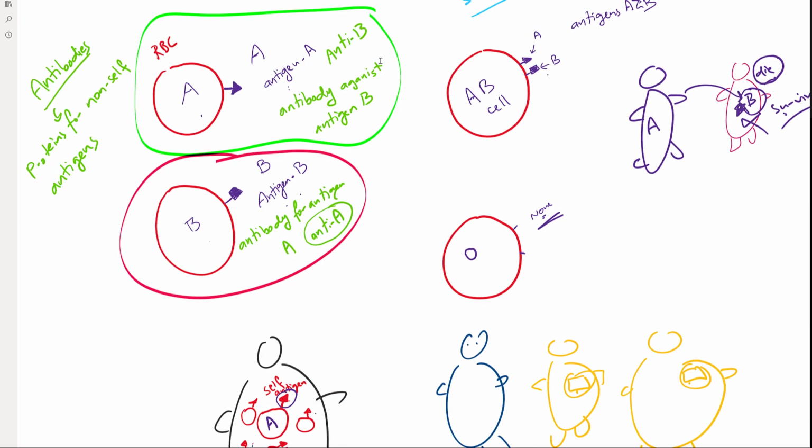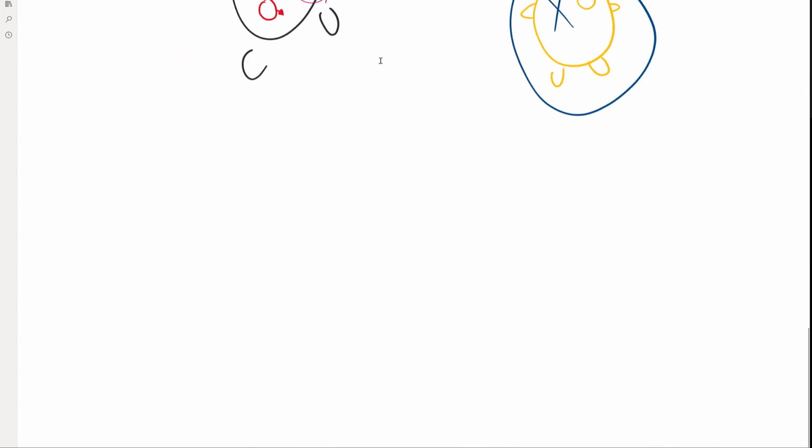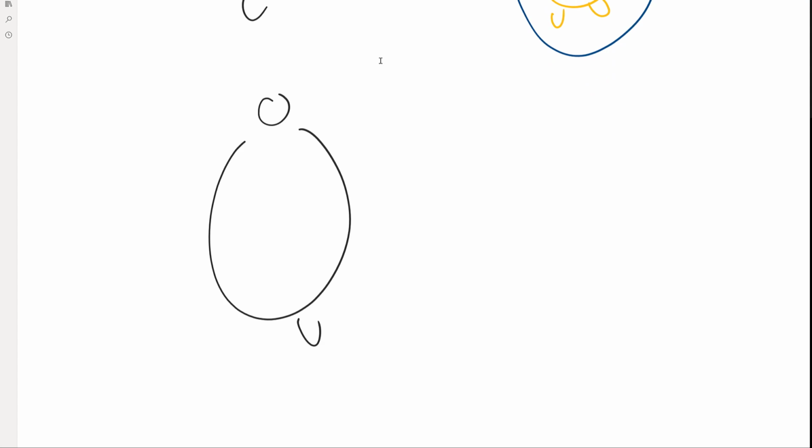Let's see if we can figure this out for the AB and the O. Let's assume that we have a human being whose blood type is AB. It means that they are displaying both antigens as self-antigens. So what are the antibodies in their system? Here in this case, both are self-antigens.